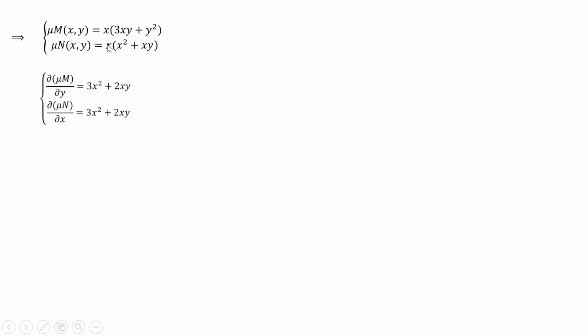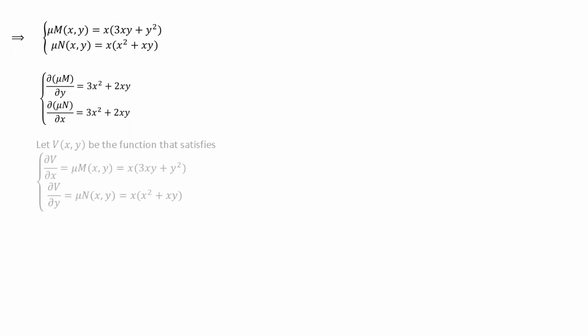So now let me check whether indeed this is an exact equation. You take this component and take the partial derivative with respect to y, and then take this component and do the partial derivative with respect to x. You find that they are indeed equal. So that integrating factor works. It helps us to make this equation become exact.